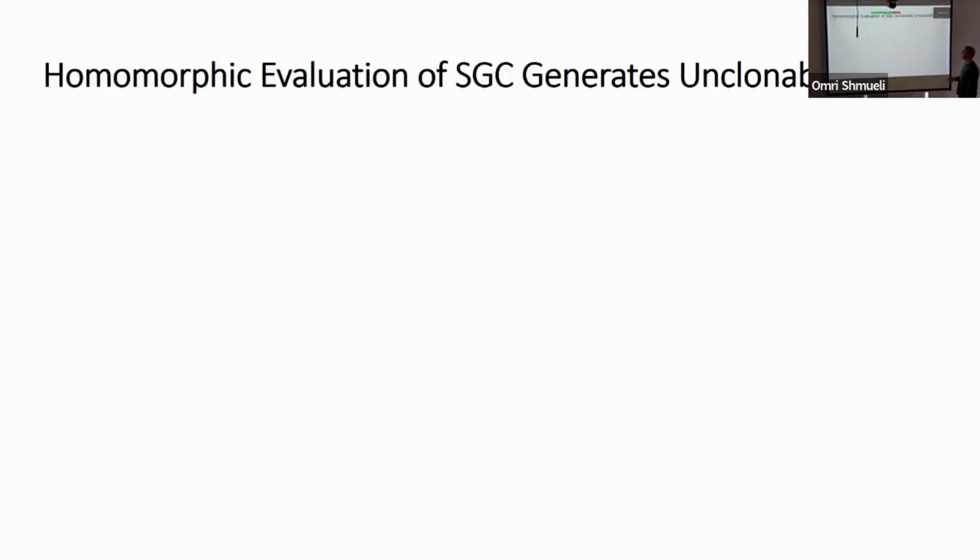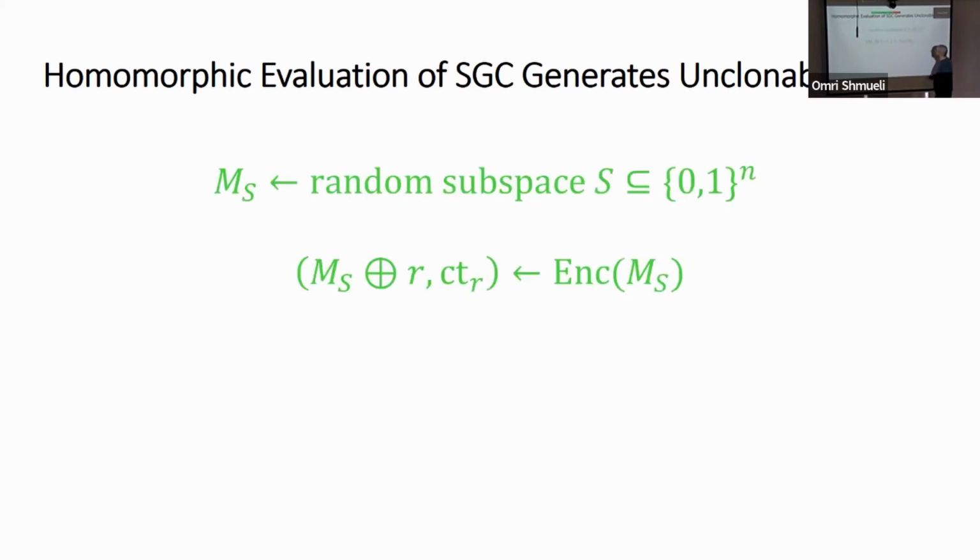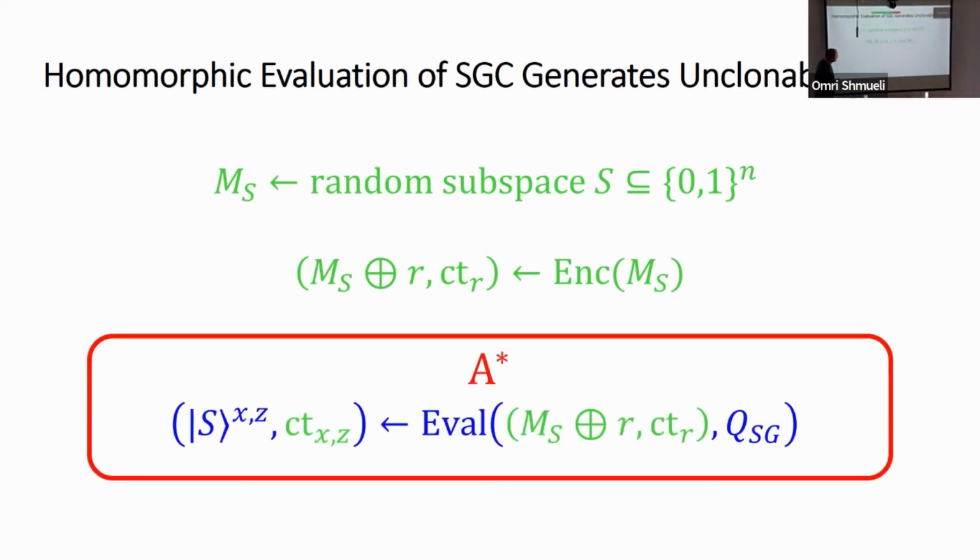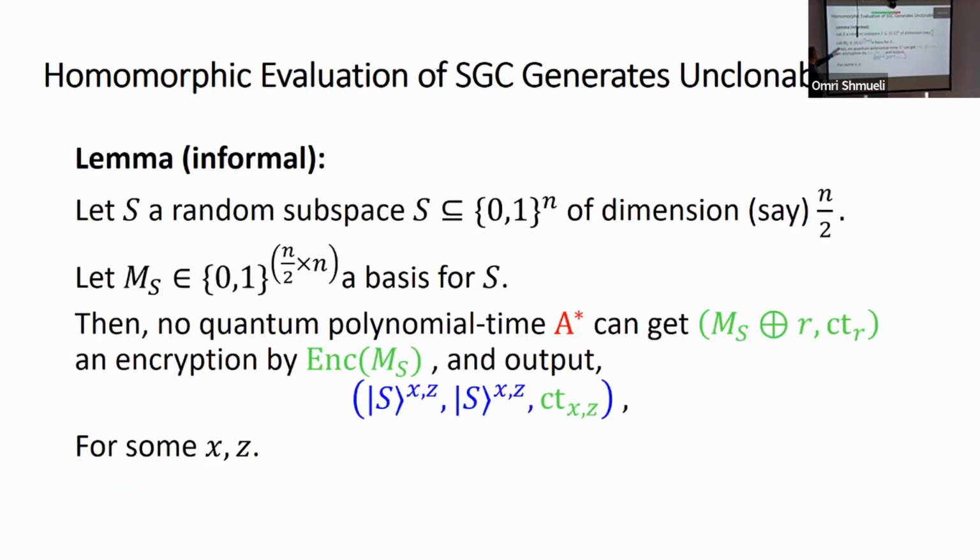We're going to say that this evaluation process generates unclonable states, provably unclonable states. This in particular, as we saw, is going to say that there is actually forced entropy in the evaluation of such cells. So we want to sample a random subspace S, encrypt the basis of this subspace, and then say that if you evaluate a subspace generating circuit, this is going to be unclonable. You cannot output two copies of this. So let's prove it. Given a random subspace of dimension n over 2, you get an encryption. This quantum polynomial adversary gets an encryption, outputs two copies. It cannot do this with more than negligible probability.